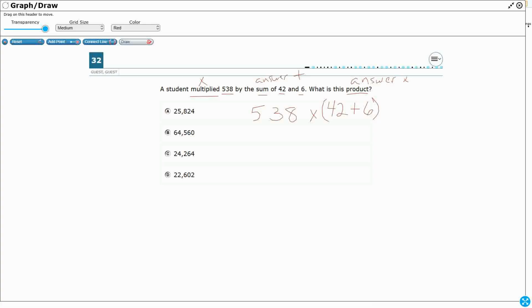I think what this problem is trying to do is get us to think about how do we multiply three numbers? And really what we need to do is add two of them. So let's go ahead and add these two, 42 and 6, that's going to make 48. So that's our multiplication problem, 538 times 48. Not times 42, not times 6. So let's rewrite down here, now that we have our sum, 48.